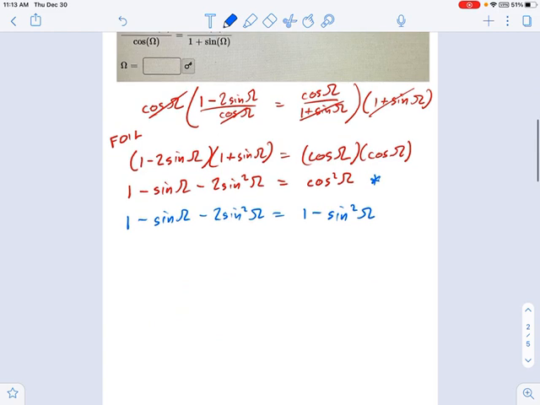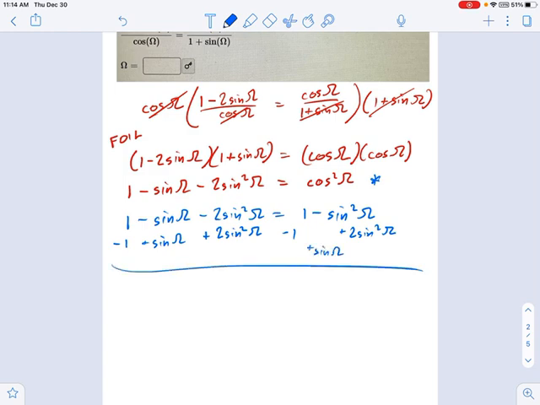Okay, so now collect all your terms onto one side. I'm going to choose to add 2 sine squared to each side because I have a very strong personal preference for having my quadratic terms be positive. It helps me avoid mistakes. And I'm going to subtract 1 from each side, and I'm going to add sine omega to each side. So let's see what we get. We're going to add all this stuff up. On the left, we get 0. On the right side, we get what?